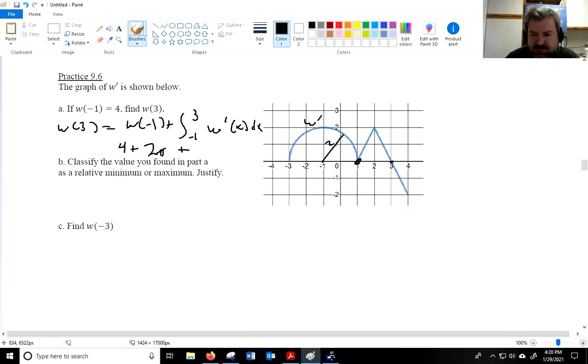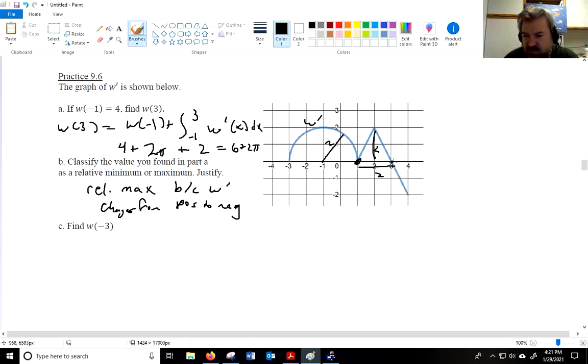That 2 pi, that's the area of this semicircle, because the area would be 4 pi for the whole circle. And then this is a triangle with a height of 2 and a base of 2, so 4 divided by 2 is 2. Okay, so that's 6 plus 2 pi. Well, what is it? It's got to be a relative maximum because W prime changes from positive to negative. And take a look. After 3, what would happen to W? If we had to find W of 4, would W of 4 be less than W of 3? Well, of course, because we have to add all these negative integrals to it, wouldn't we?